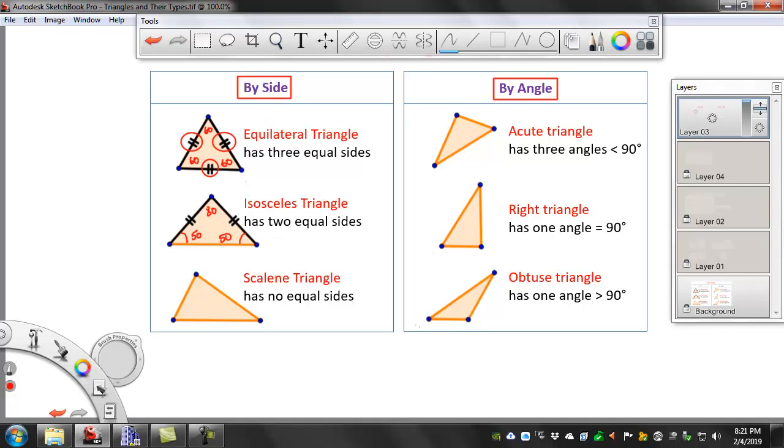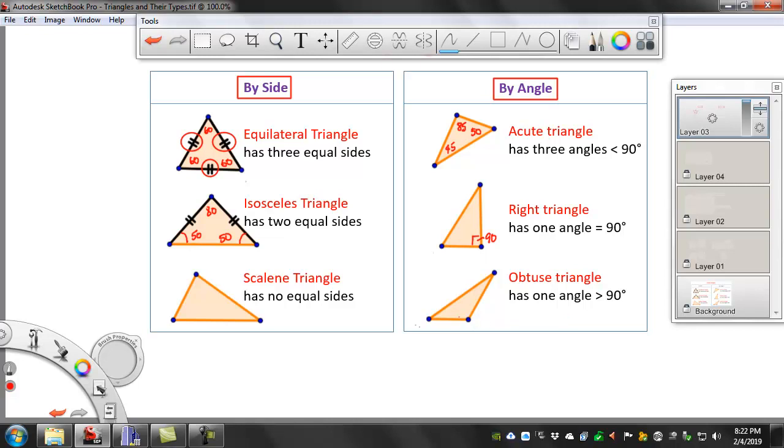An acute triangle has three angles less than 90. That means I could have an 85. I could have this one at a 45. And this one would be at 50. So all three of those angles would add up to 180. A right triangle has one angle there that would be 90, and the other angles can be whatever they need to be.